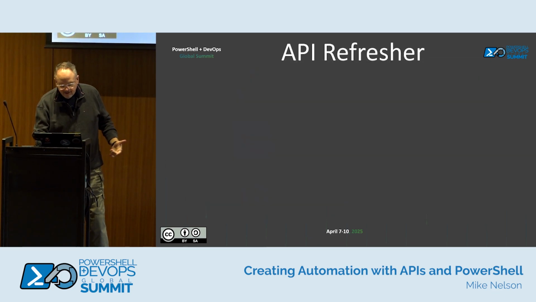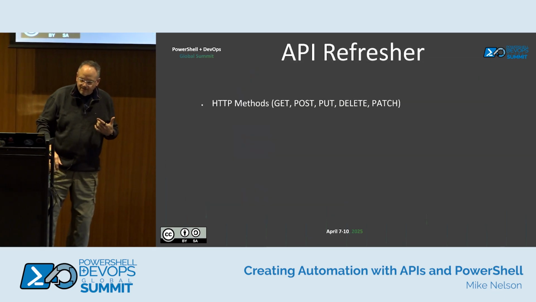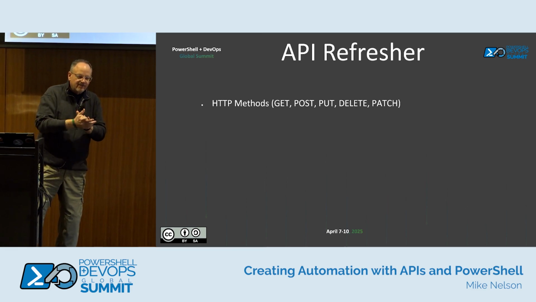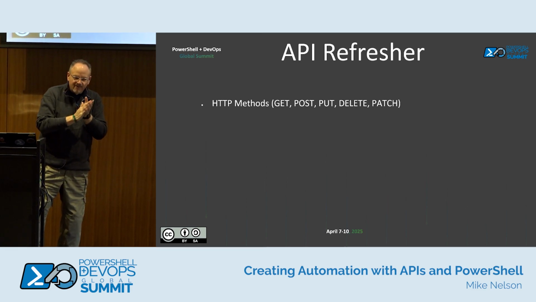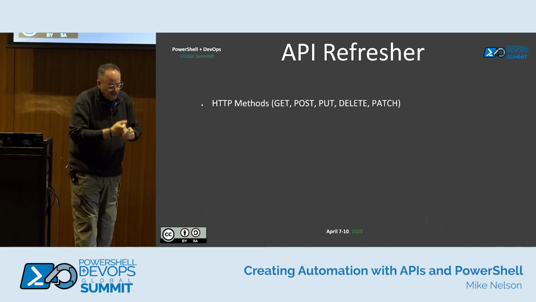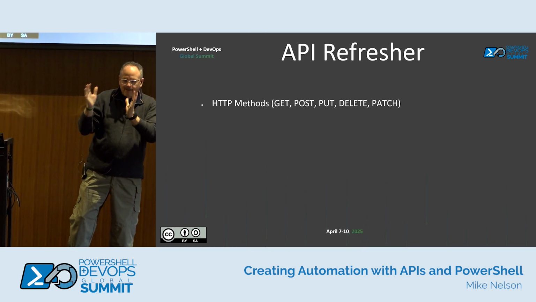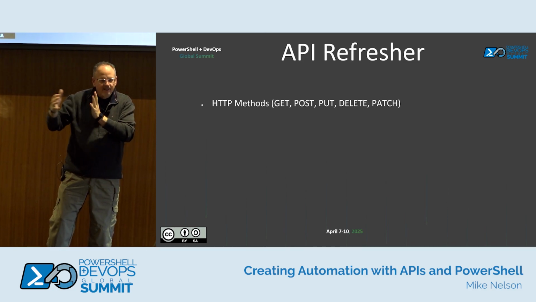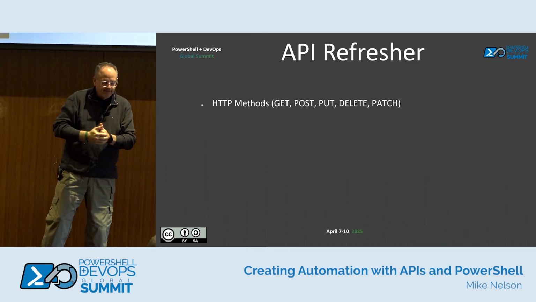So just a refresher for folks that haven't worked with APIs in a while. When you query them, you're looking at a couple of different methods of talking to APIs. You're doing get, post, put, delete, or patch. So when you're talking to an API, those are the operations, what they call methods, that you can perform against an API.